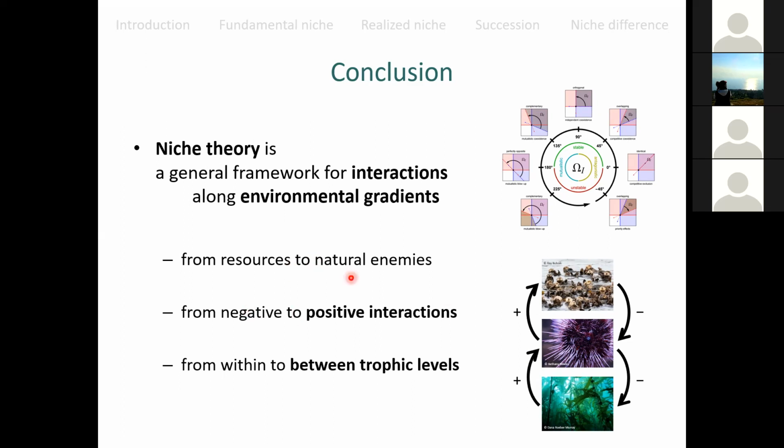And here today, I've tried to convince you that we can also move from negative interactions to positive interactions, and even from quantifying niche relationships within guilds to between guilds and trophic levels, such as this example here of these mutualists.